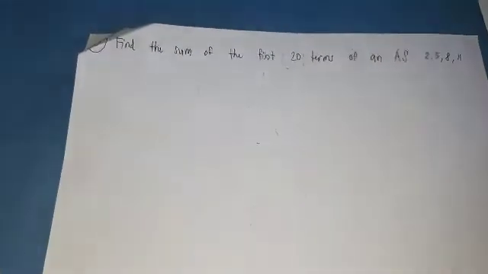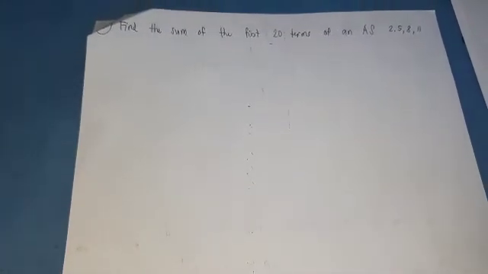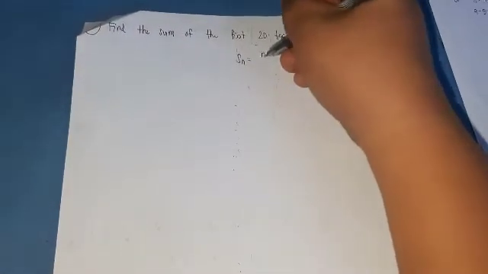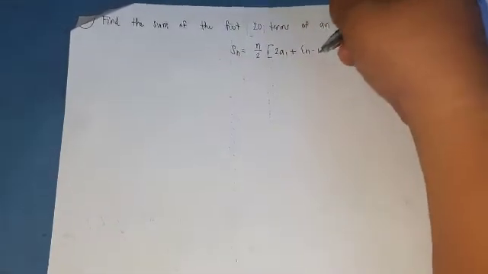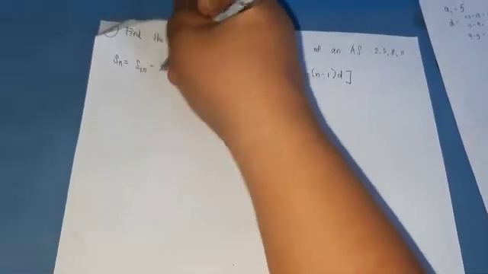Okay, so let's have our third example. What if we're going to find the sum of the first 20 terms of an arithmetic sequence 2, 5, 8, 11. Take note, 20 terms. So still, you start with a given formula, n over 2. Formula. Let's have the substitution, but before that, let's identify first your S sub n, and it will lead you to your S sub 20. That will be question mark.